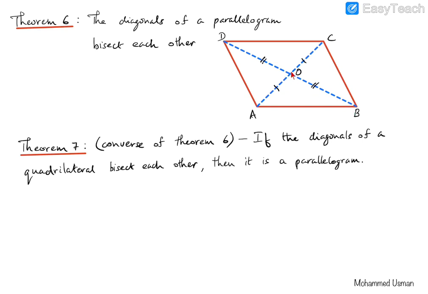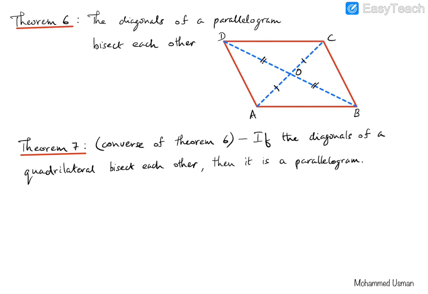Again, this is true only if the quadrilateral is a parallelogram. The diagonals of a parallelogram bisect each other. This does not apply for all quadrilaterals. It applies only to parallelograms. The converse of this property is stated as: if the diagonals bisect each other, then the quadrilateral becomes a parallelogram.